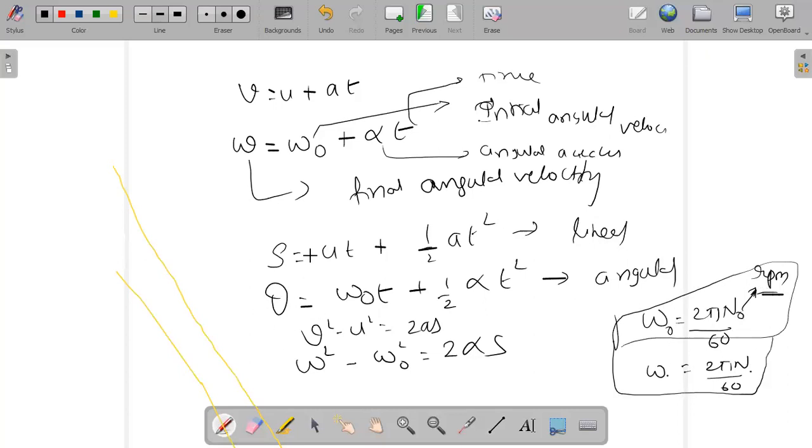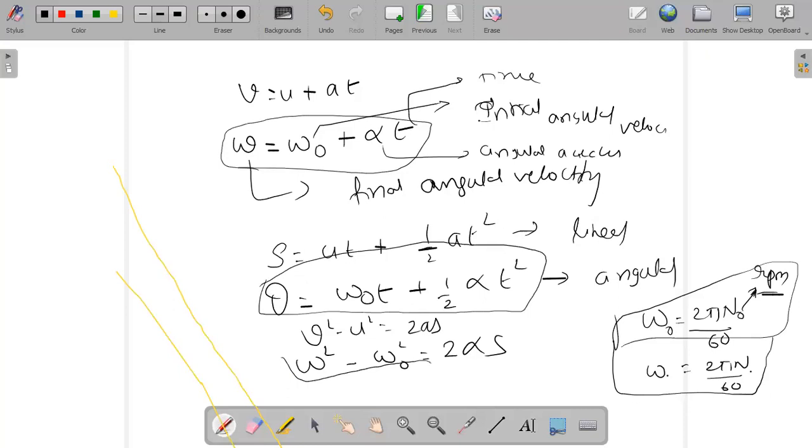Again, these three formulas will be the same as the initial three formulas. Omega is equal to omega naught plus alpha t. Theta is equal to omega naught t plus half alpha t square. Omega square minus omega naught square is equal to 2 alpha theta. Here it is not s, it is theta, because displacement in angular motion is theta. Instead of 2as, you have to write 2 alpha theta, so that you will not get confused. Please note down these equations. These equations will be used everywhere, so basing on this you have to solve the problem.